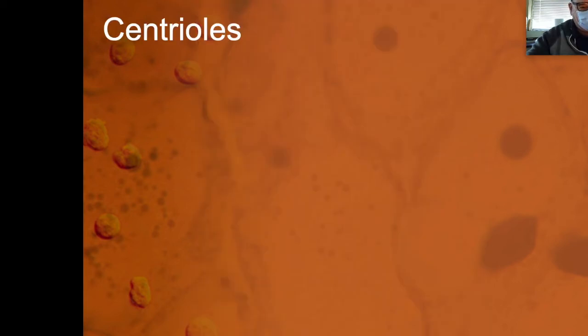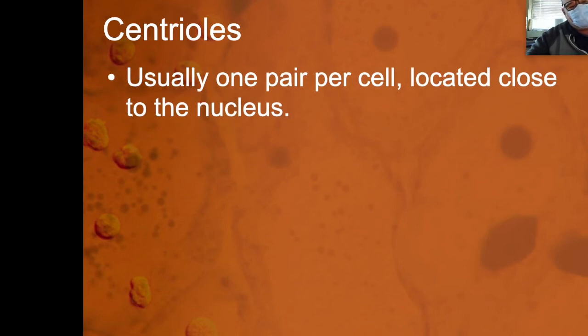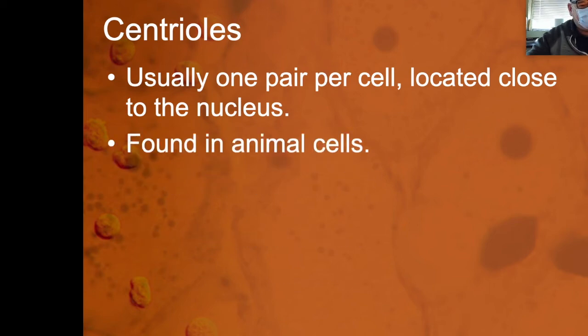All right, centrioles, we talked about those. There's usually one pair per cell located close to the nucleus, except during cellular division. Okay, these are mainly an animal cell thing. So if you want to write that down, one of the big things that seems to show up quite a bit in this class is the difference between animal, plant, and prokaryotes.